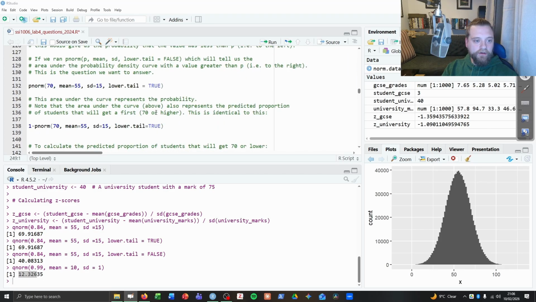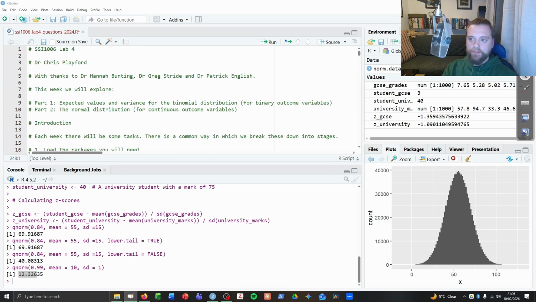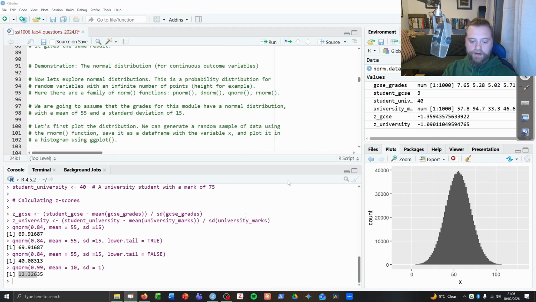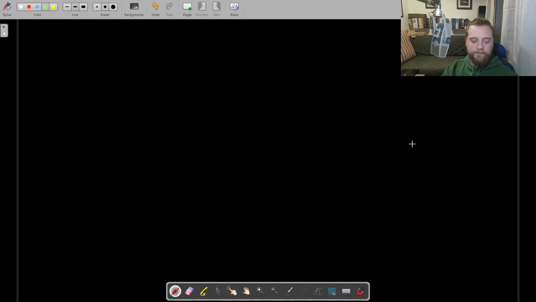Now, those are really the only useful functions here with normal distribution. And these functions are not ones that you would use very often in real analysis. However, as we'll hopefully see in the weeks that are coming up, this basic logic of areas under curves has a lot more uses than just this.